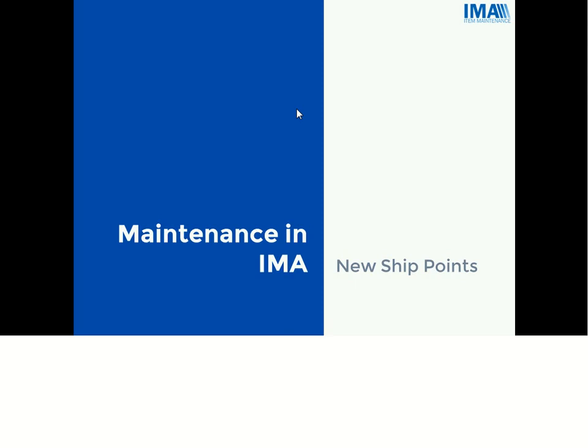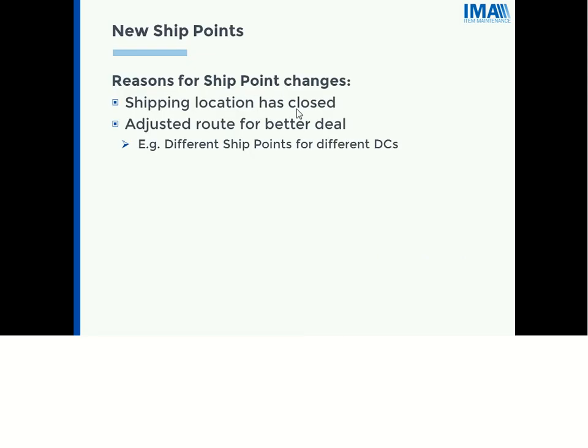Okay, we'll move on to new ship points then. So there are several reasons for ship point changes. It could be that your shipping location has closed, or maybe you would like to adjust the route for a better deal. For example, with that, you might have different ship points for different DCs. You may have a warehouse in New Jersey and California, and if you are shipping to our DCs in Pennsylvania and California, you'd want to pick up from the New Jersey location for our Pennsylvania DC, and from your California location for our California DC, versus shipping it across the country.